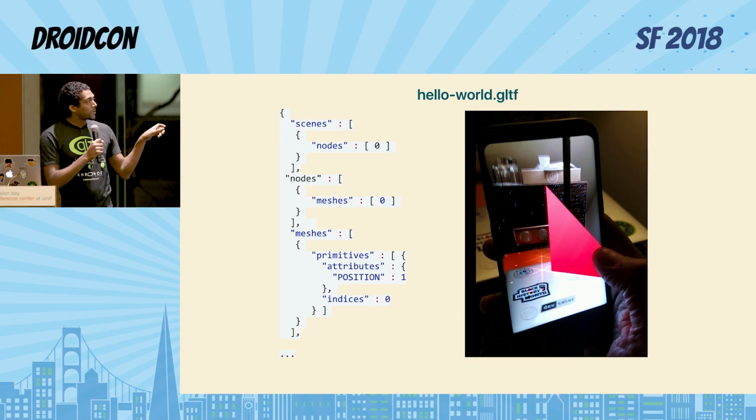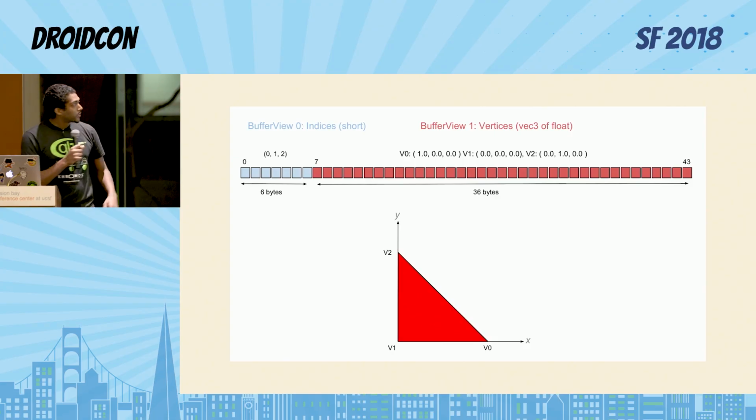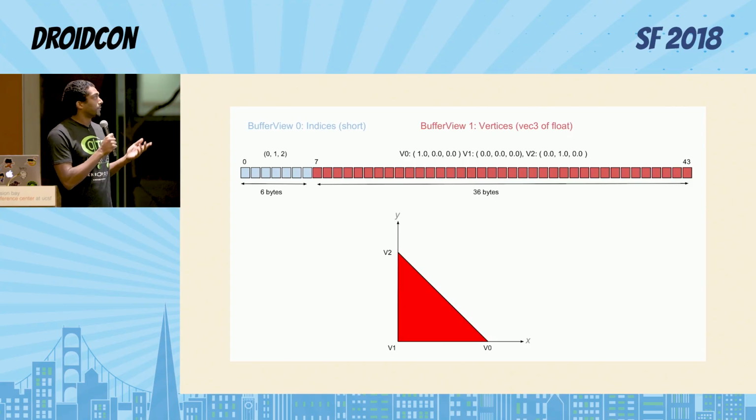And where you see position, that's a keyword that refers to the vertex data. And the number that you see there is just the index into the accessor array that I'm going to show you in a second. So what does this look like in the buffer? So what we're going to have is the information to describe that triangle, which is going to be composed of 3 vertices, vertex 0, vertex 1, and vertex 2.